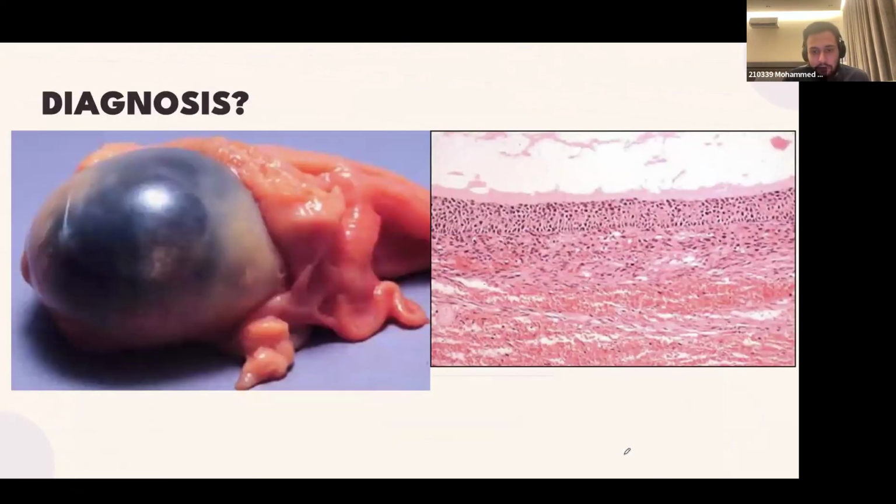First one, a benign thing that's happening with this patient. Very benign.